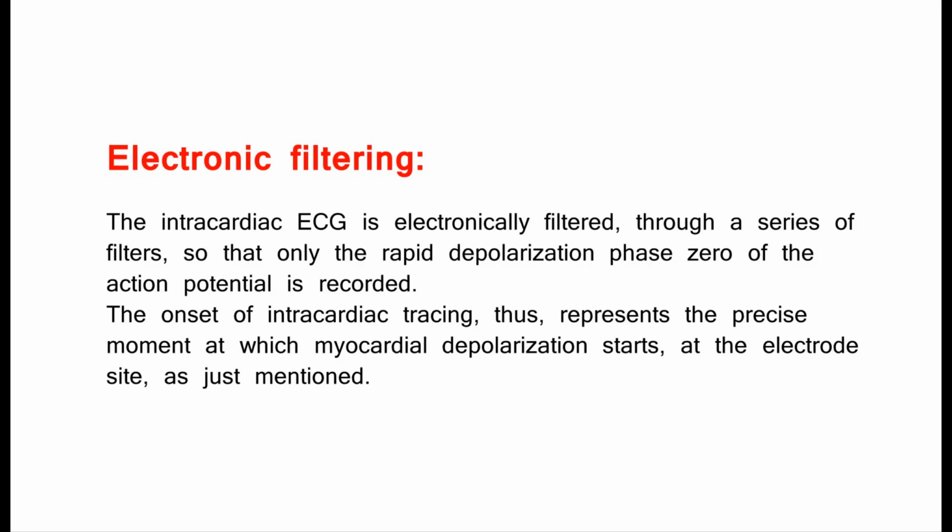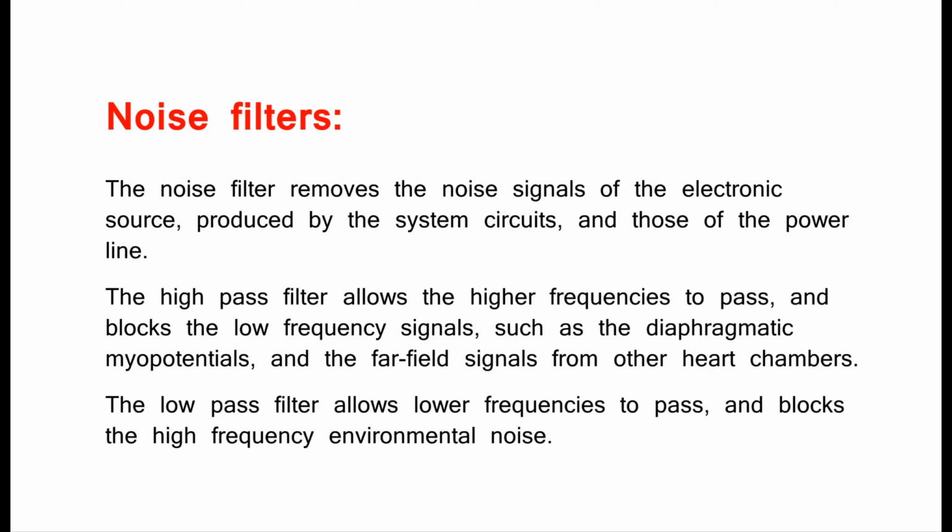Electronic filtering. The intracardiac ECG is electronically filtered, through a series of filters, so that only the rapid depolarization phase 0 of the action potential is recorded. The onset of intracardiac tracing, thus, represents the precise moment at which myocardial depolarization starts at the electrode site, as just mentioned. Noise filters. The noise filter removes the noise signals of the electronic source, produced by the system circuits, and those of the power line.